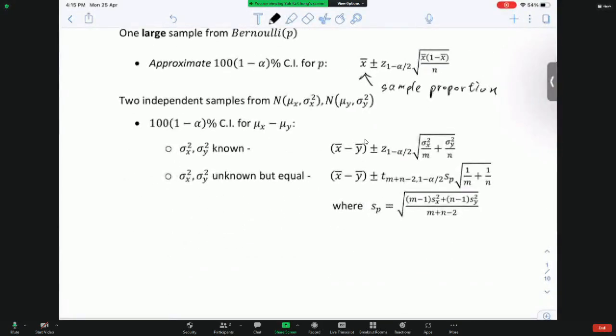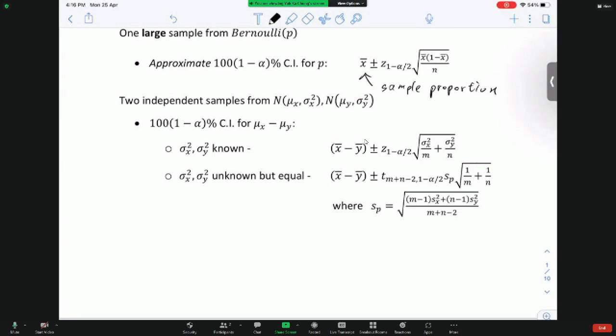Now, besides one sample problem, we also need to deal with the two sample comparisons. If you have two independent samples drawn from two normal distributions, they may have their own population means and their own population variances, which may or may not be the same. Then to compare the two population means, we will construct a confidence interval for the difference in the population means, mu x minus mu y.